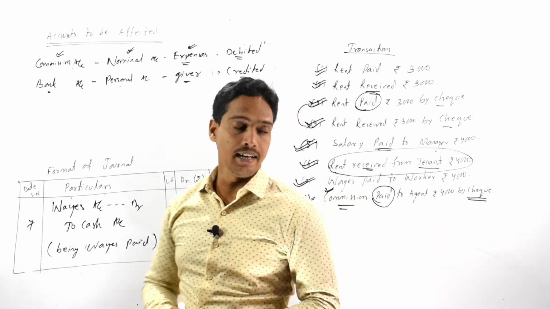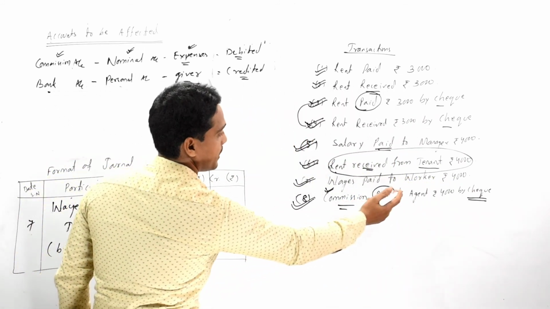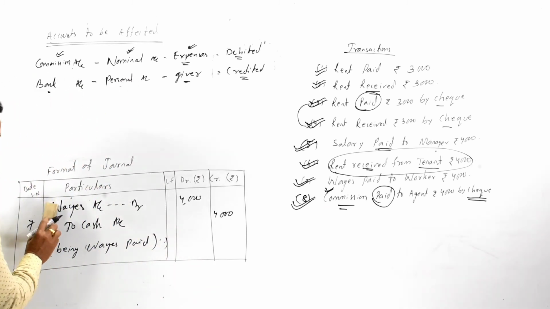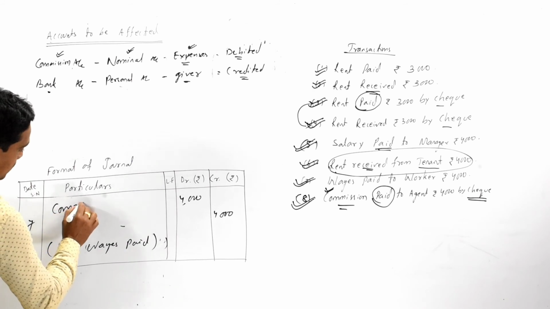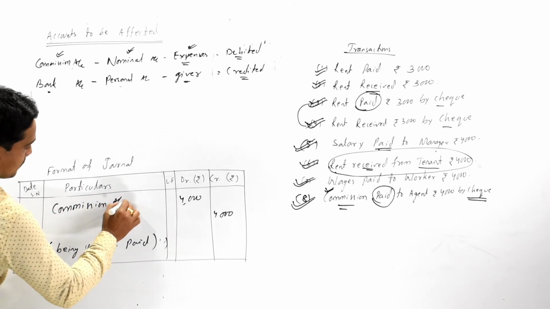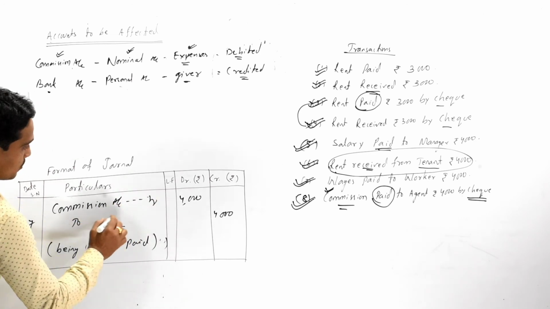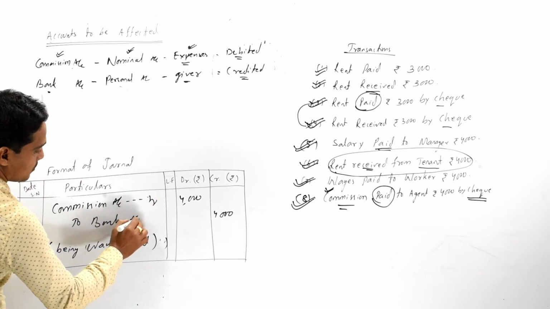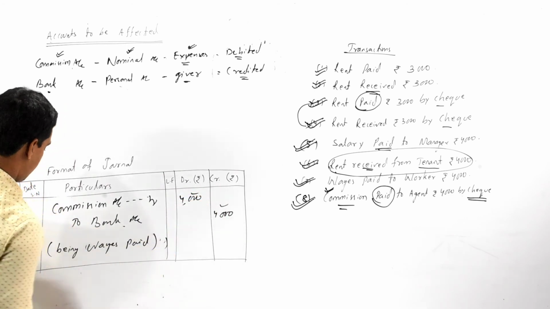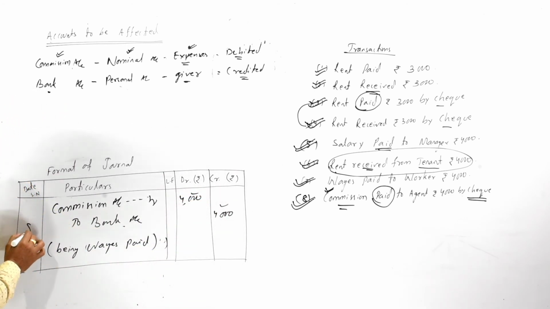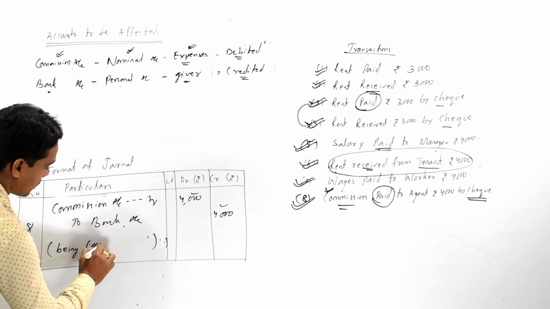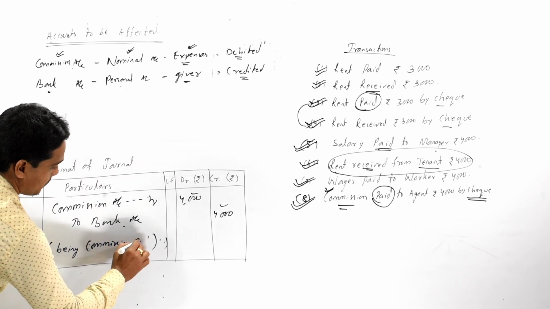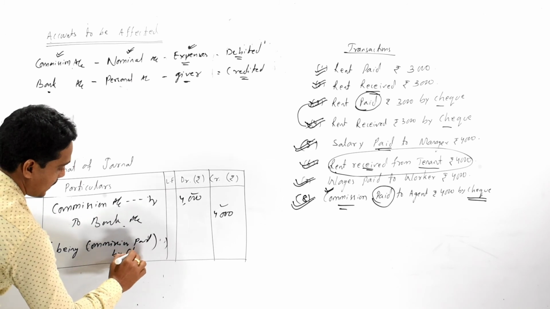So the journal entry of commission paid to agent by check is commission account debit to bank account rupees 4,000, and our serial number should be 8, and narration of the given transaction is being commission paid by check.